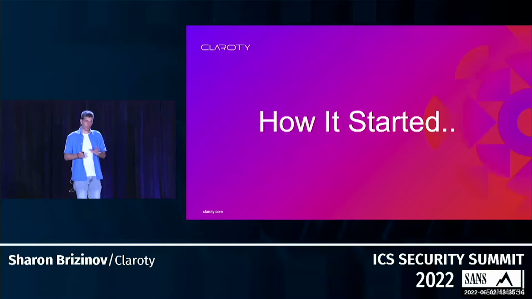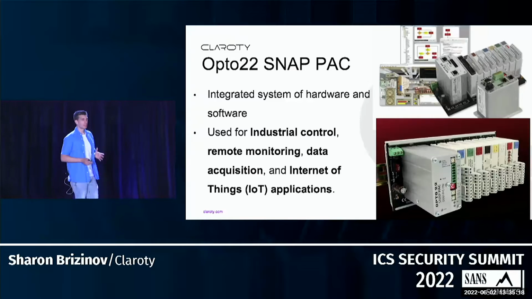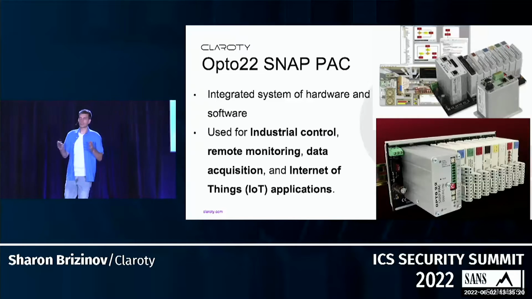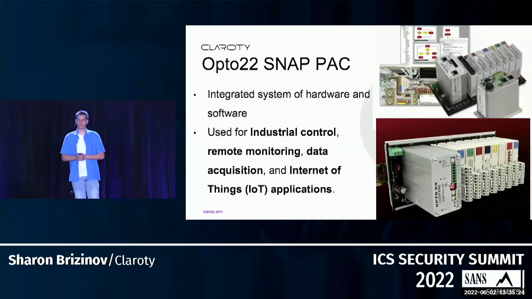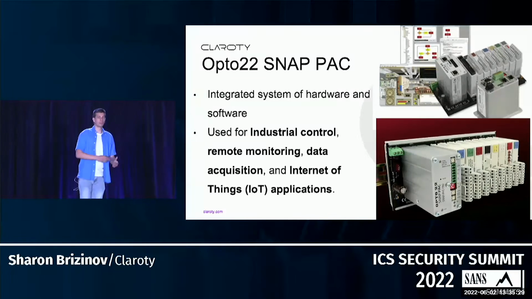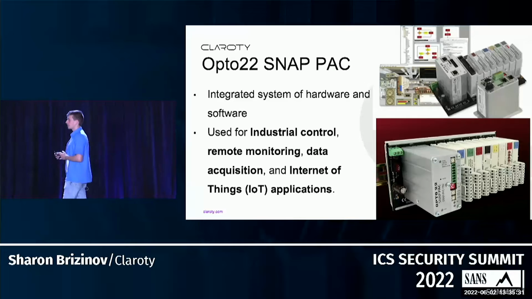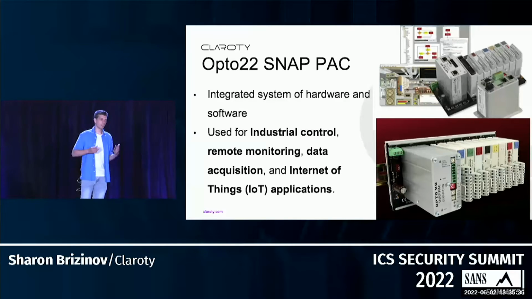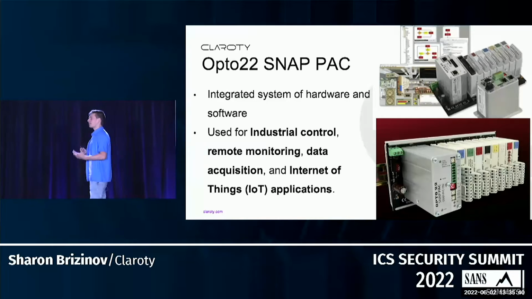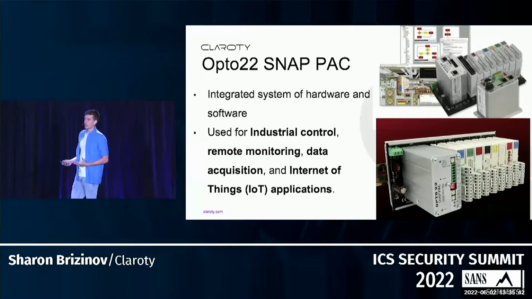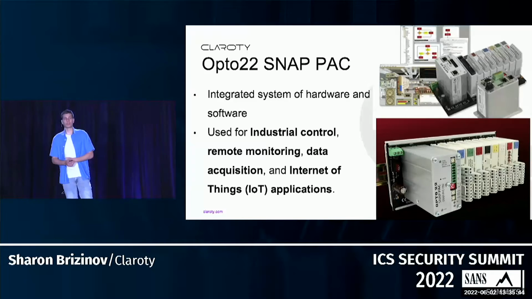So it started when my boss came to my office and told me, okay, look, we have lots of customers owning the Opto22 SNAP PAC platform, and I want you to perform vulnerability research on it so we make sure it's safe and secure. So obviously, this is what I do. This is what I love. I started to reverse engineer. I started to get myself familiar with this platform. So I went online, I went on eBay and purchased this platform.